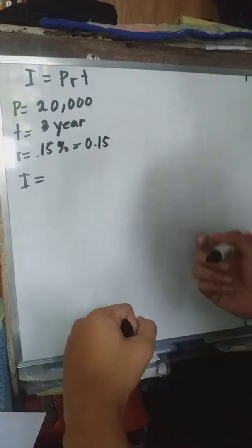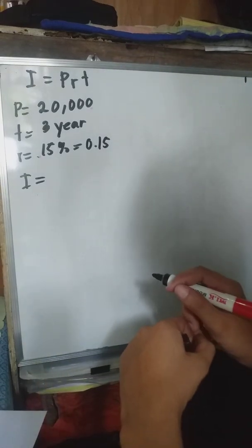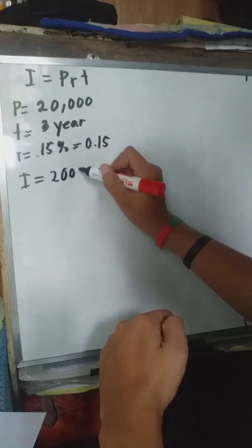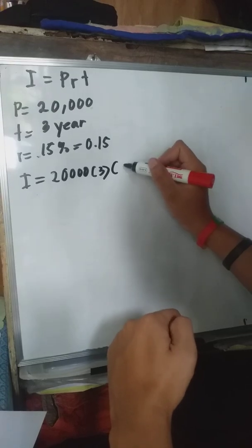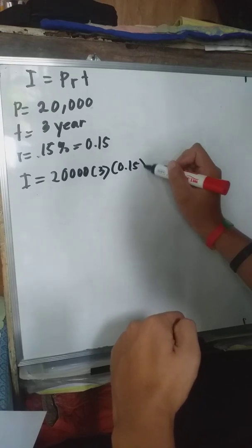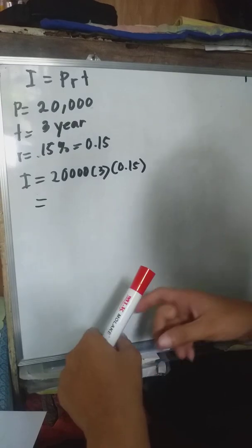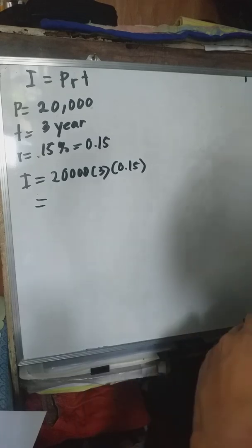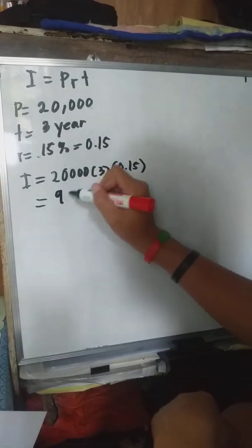So, meron tayong mga given. Substitute natin sa formula. I is PRT, $20,000 times 3 years times the rate, 0.15. What is the result? $20,000 times 3 times 0.15. The interest will be $9,000.